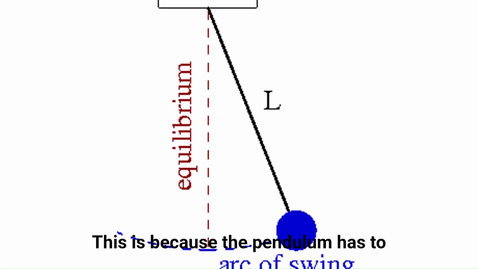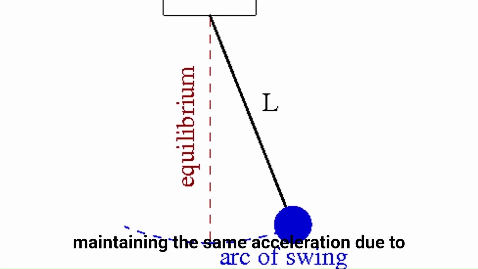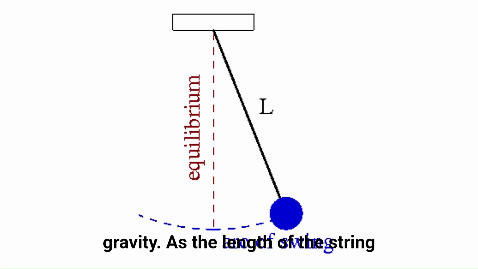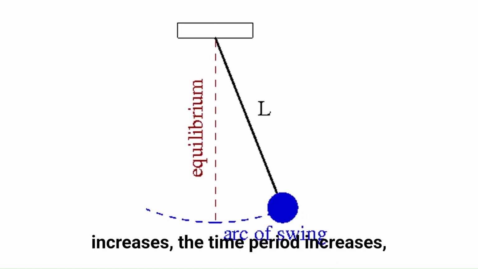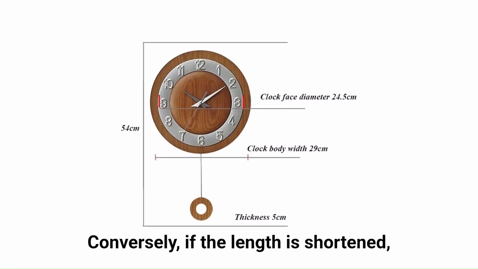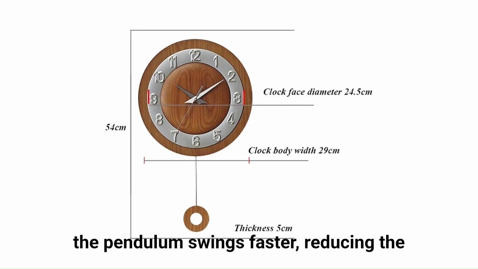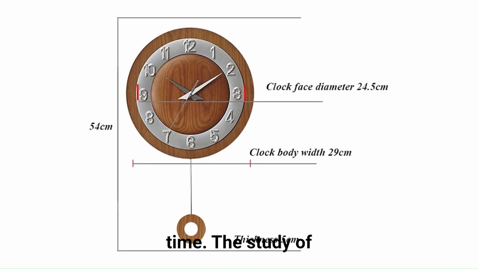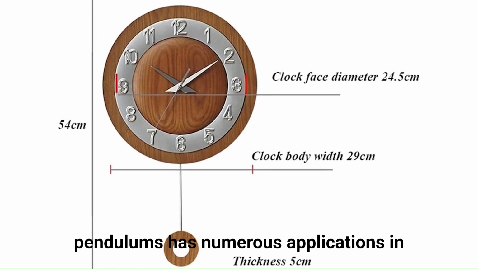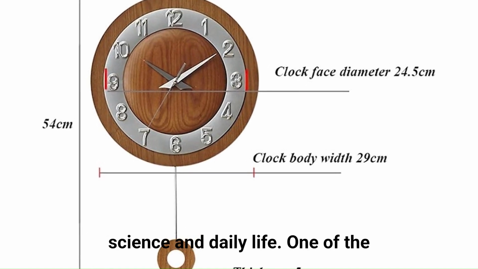This is because the pendulum has to travel a greater arc length while maintaining the same acceleration due to gravity. As the length of the string increases, the time period increases, making the motion slower. Conversely, if the length is shortened, the pendulum swings faster, reducing the time period. The study of pendulums has numerous applications in science and daily life.